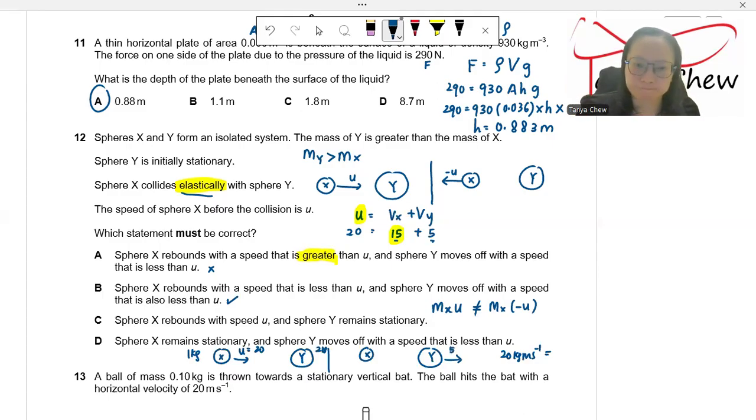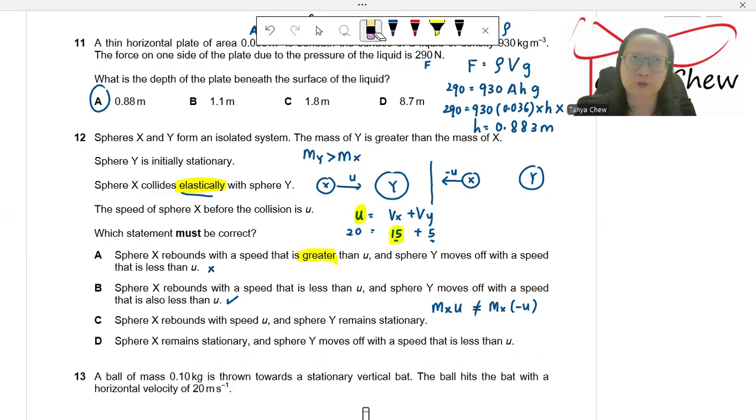Could be 3. If it is larger than U, let's say 2 times 20, cannot be 40, it has to be 40. X remains stationary, but when we think about it logically, how can X remain stationary when the mass of X is actually lesser as compared to Y?